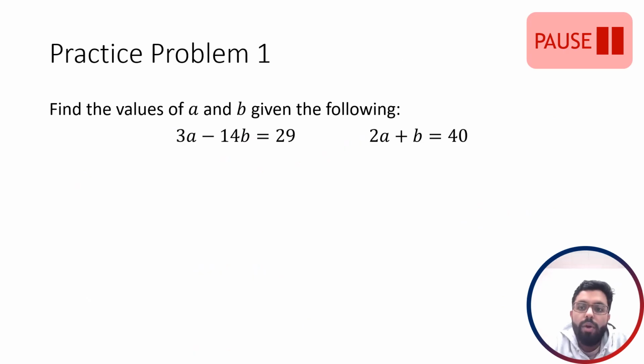So practice problem 1, we're only doing two practice problems today. The first one is find the values of A and B given the following. So you've been given two equations. Both of them have some information about A and some information about B. So we've got A and B shows up in both of them. And we need to figure out what A and B are. So what I would like you to do here is pause the video, go back to the text on the previous slide.